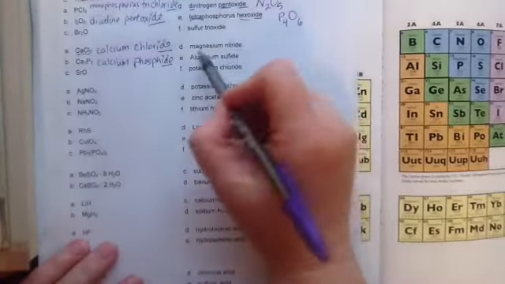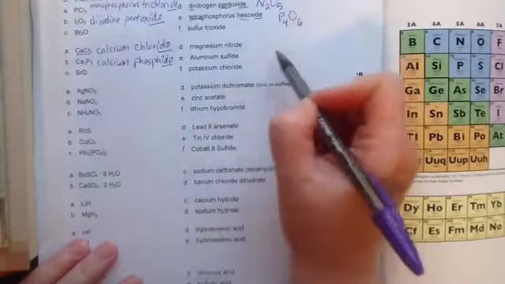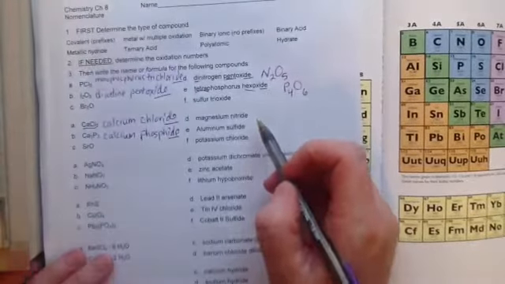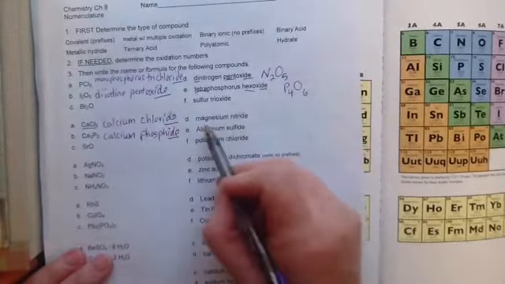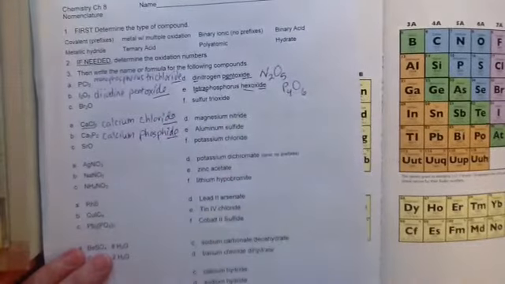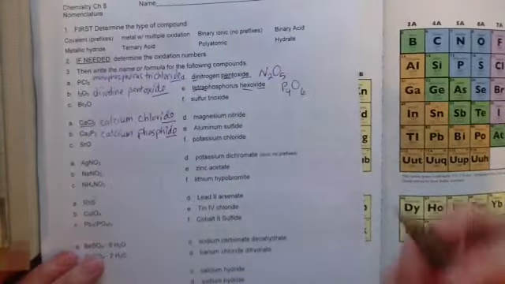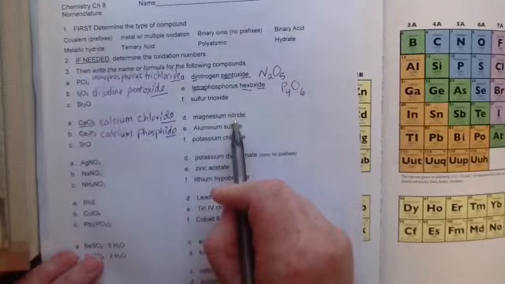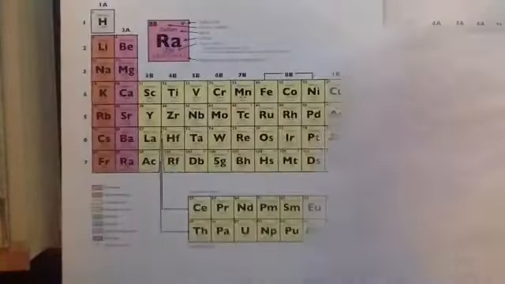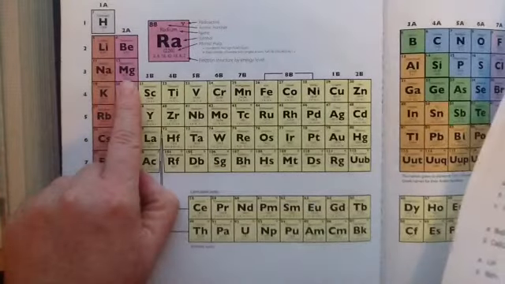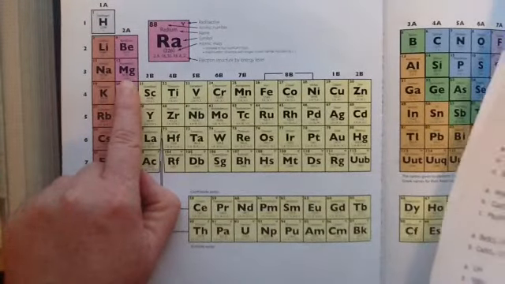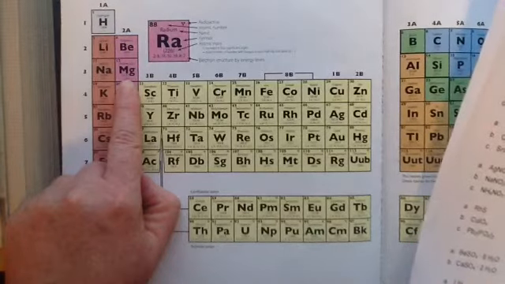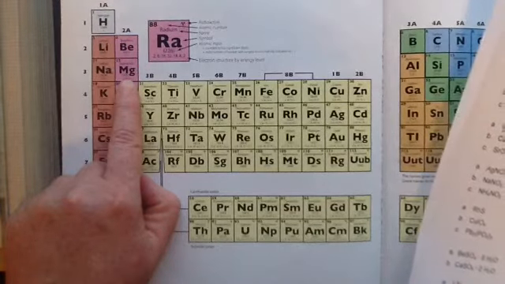Now this is very important. When we come over here and they tell us to write the formulas, this is where you need to look up the oxidation numbers because we don't know if it has 2 or 3 or 4 of something. Okay, I'm going to do a couple of these. So we have magnesium nitride. So magnesium right here, metal. So as soon as we see a metal, no Greek prefixes, so we know it doesn't tell us how many of each element, so we need to figure it out with oxidation numbers.